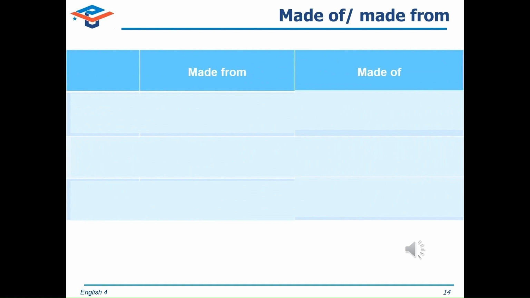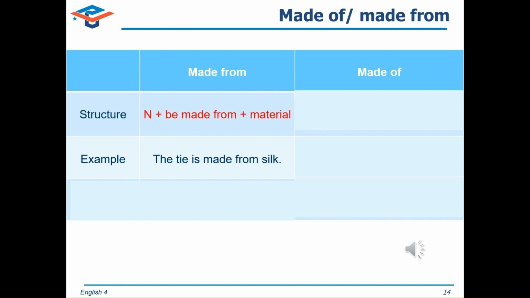Now, when you describe an object, you may talk about its material. So you can use the passive form of the verb make, be made from, and be made of, followed by materials. So when to use made from and when made of? Let's look at the first example here. The tie is made from silk. Silk can be identified when we touch the tie. So we use made from for material which can be identified.